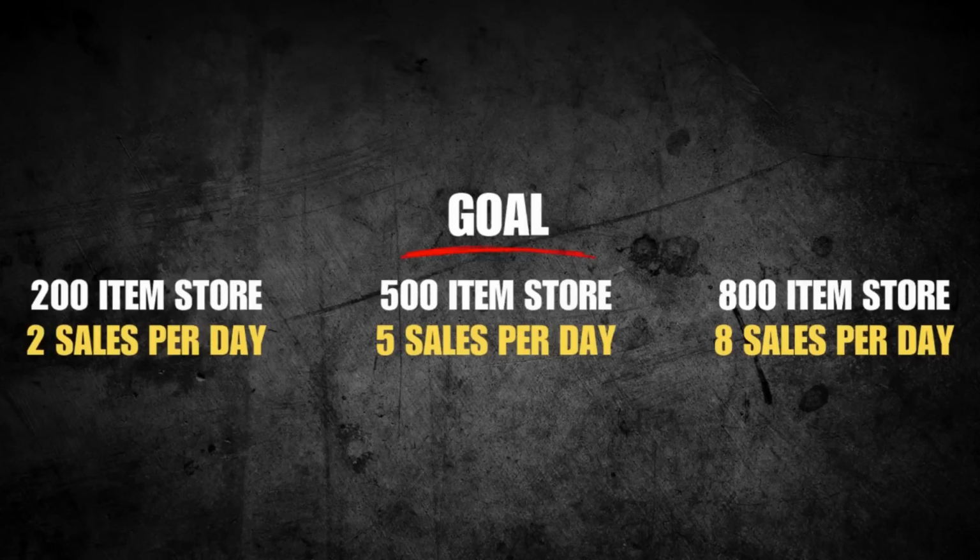Now the goal is to have that no matter how big your store size is. So if you're a 200 item store, you should be selling 2 items per day. If you're a 500 item store, you should be selling 5 items per day. So here's a couple of examples to really drive this home.